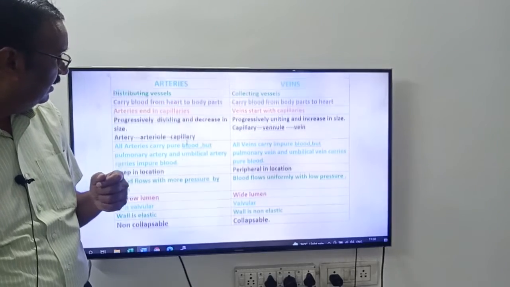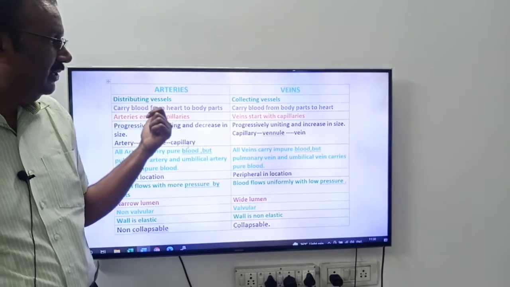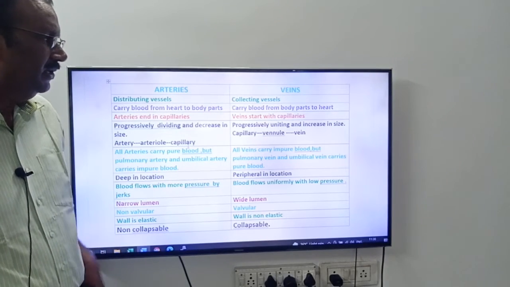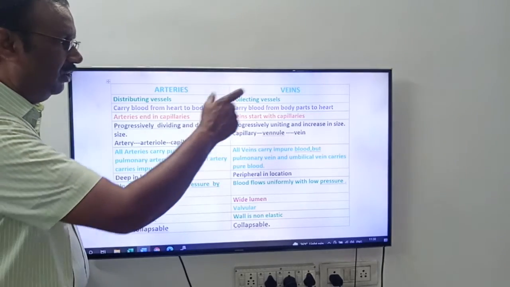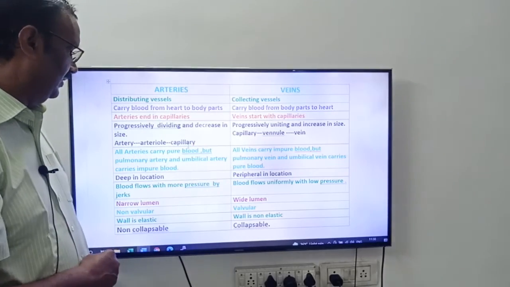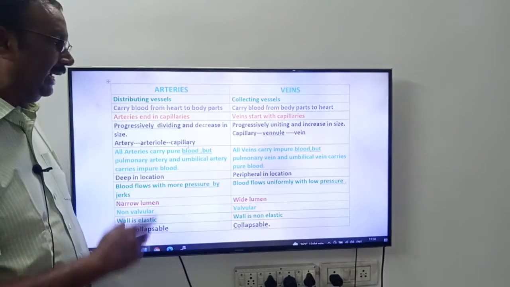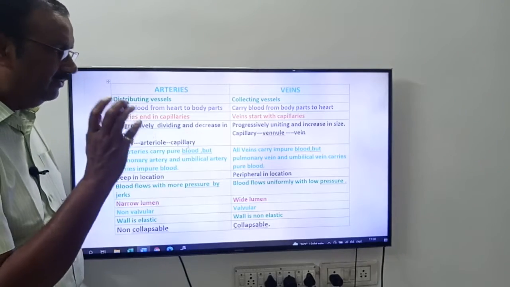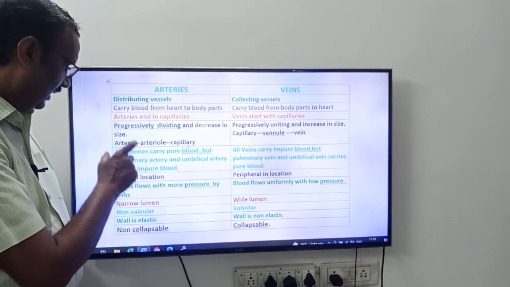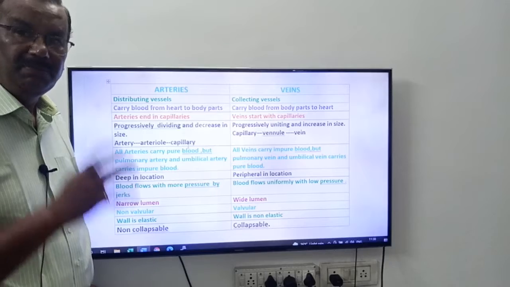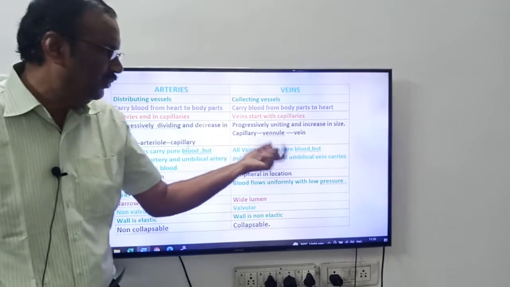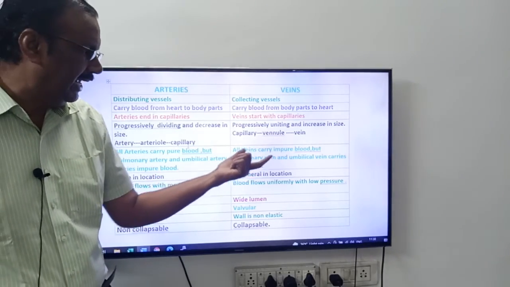Once again, you have to see, friends, arteries are distributing vessels, veins are collecting vessels. Arteries carry blood from heart to body parts, veins carry blood from body parts to heart. Arteries end in capillaries, veins start with capillaries. Arteries progressively divide and decrease in size, whereas veins progressively unite and increase in size. All arteries carry pure blood, but pulmonary artery and umbilical artery carry impure blood. All veins carry impure blood, but pulmonary vein and umbilical vein carry pure blood.